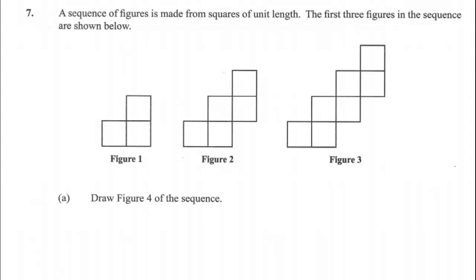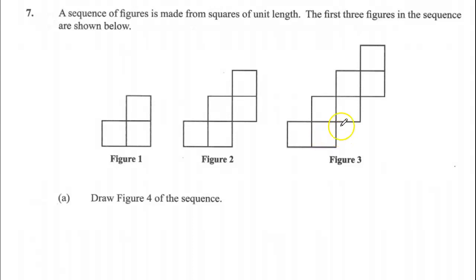So question 7. A sequence of figures is made from squares of unit length. The first three figures in the sequence are shown below. So figure 1, we're looking at 3 squares there. Figure 2, we're looking at how many? 5 squares there. And figure 3, we're looking at 7 squares there. So you notice the amount of squares going up by 2.